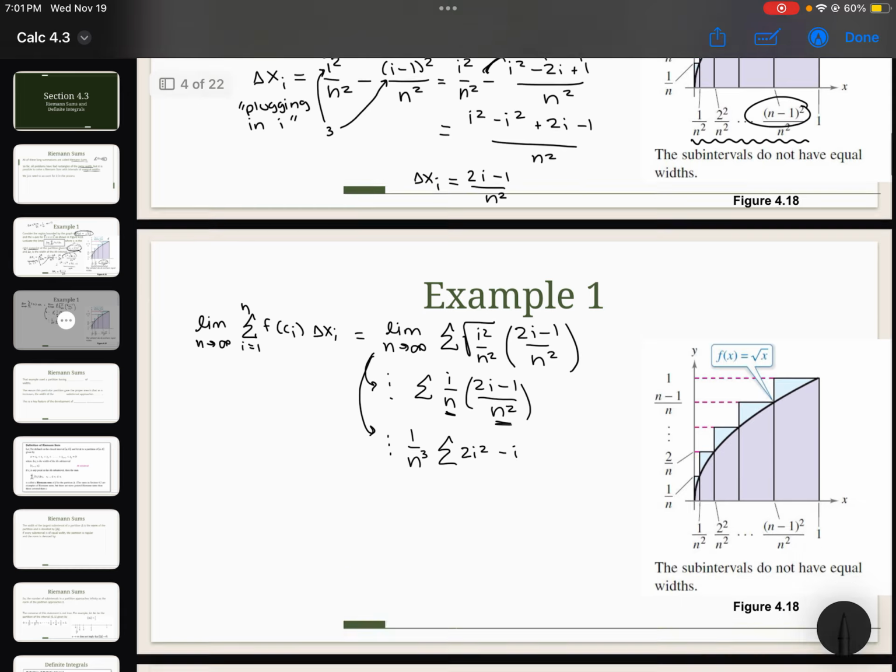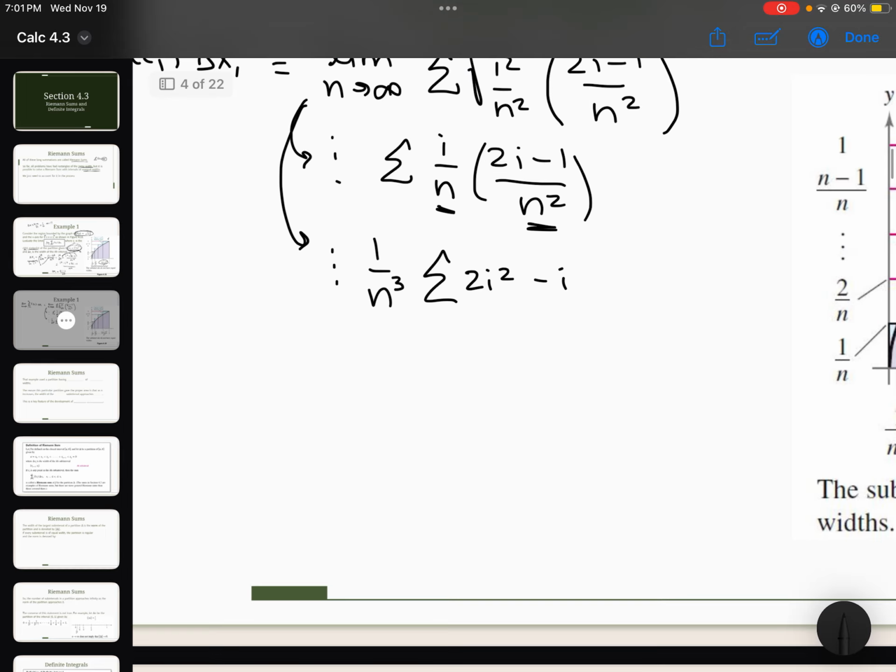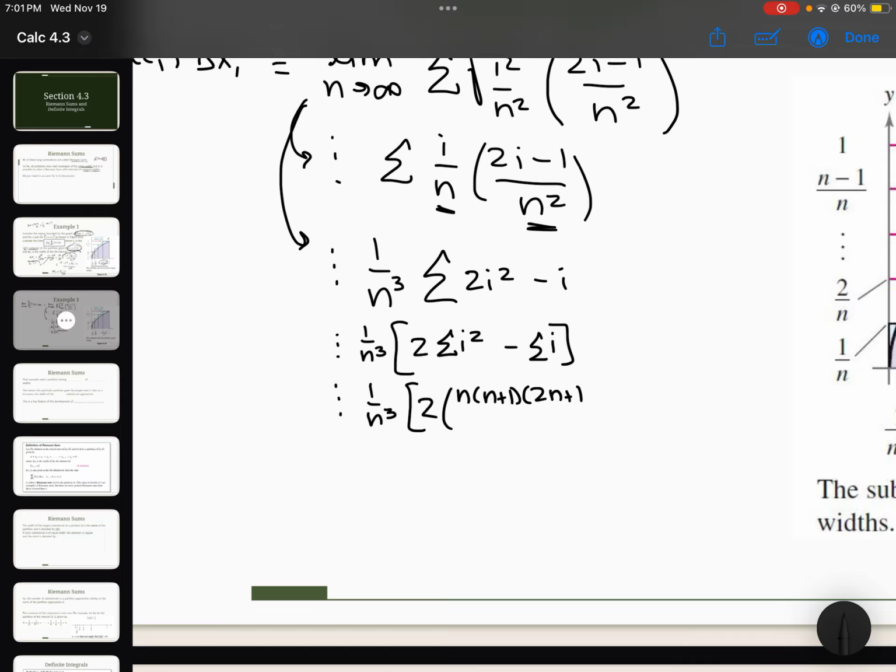And now I can split up those summations just a little bit more. I'm going to zoom in here. So I have 1 over n cubed, 2 sigma i squared minus sigma i. We're just going to keep on going. Let's use those formulas. I'm going to replace this all with n times (n plus 1) times (2n plus 1), all over 6, minus the summation of i, which is just n times (n plus 1) over 2.